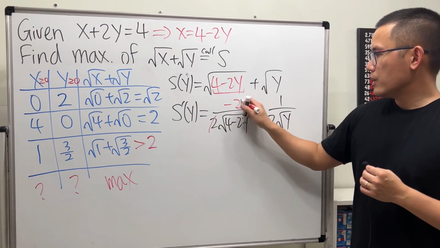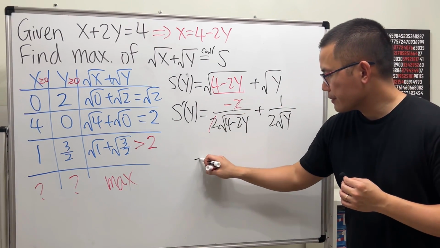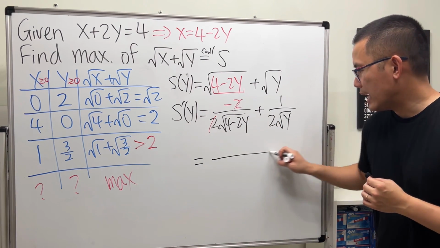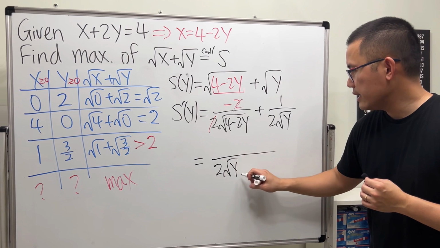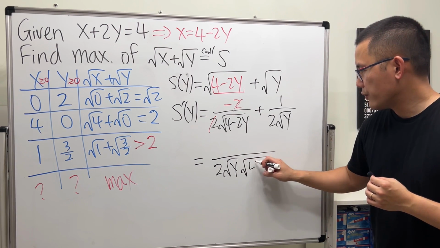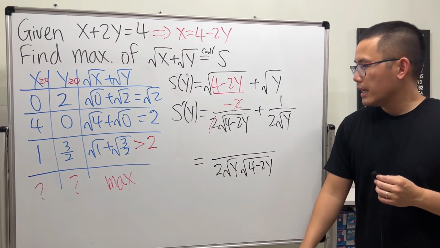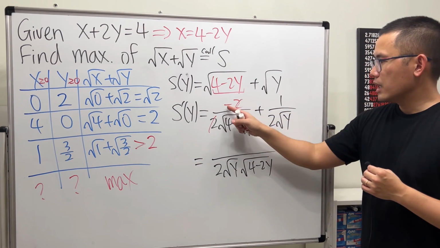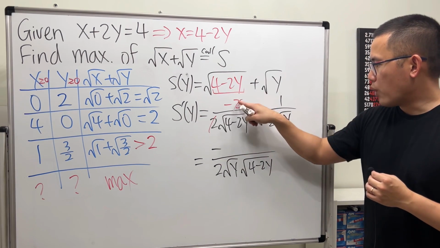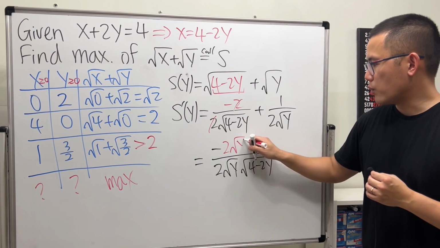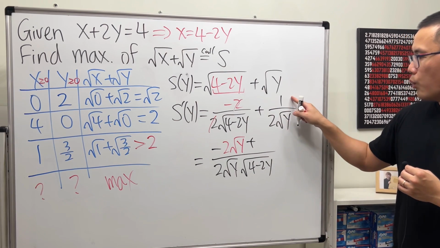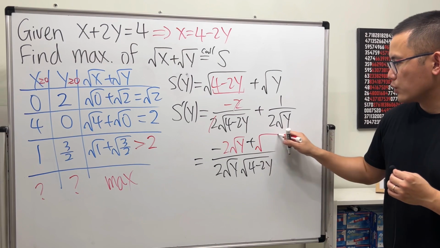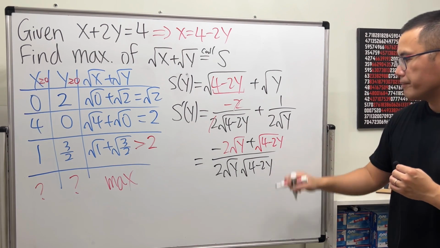And now we can combine this and that together. So the common denominator will just be this times that. So we will have 2 square root of y times square root of 4 minus 2y. And then for this fraction, we will need to multiply top and bottom by this. Here we have a negative. It's 1 times that, so just negative 2 square root of y. Plus 1, we have to multiply top and bottom by that. So 1 times this is just square root of 4 minus 2y.